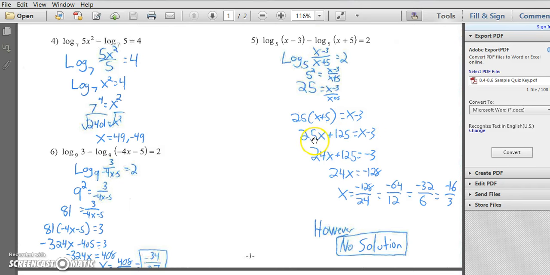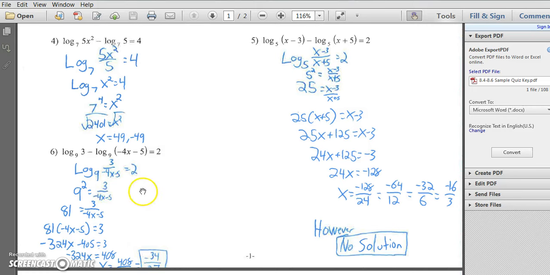You subtract x, and you subtract 128. And now you get 24x equals negative 128. You divide, and you simplify. You get negative 16 thirds. However, no solution. Why? Put negative 16 thirds back into this problem right there. Negative 16 thirds minus 3. Oh no, that's negative. And remember we talked about you can't have a negative interior of a log base. Thus, it's not a solution. That's unfortunate.